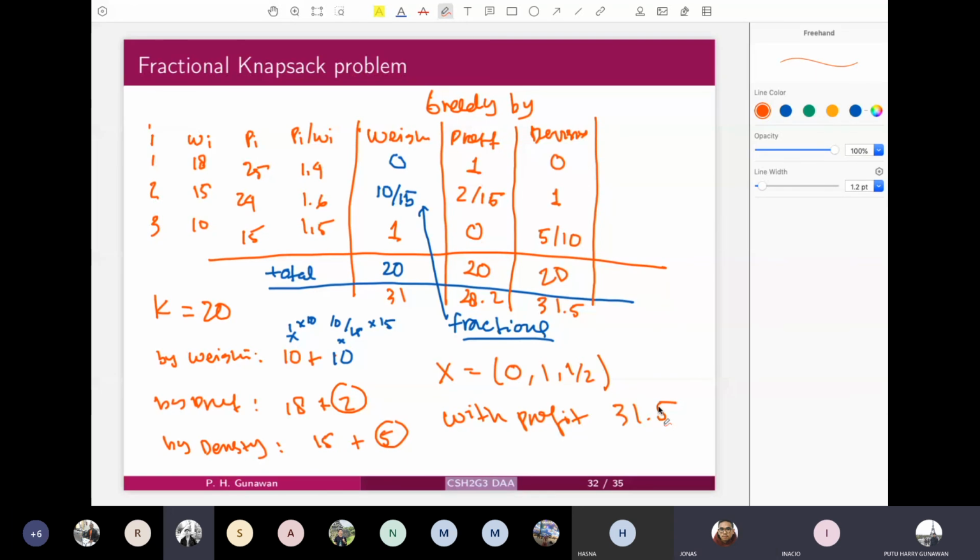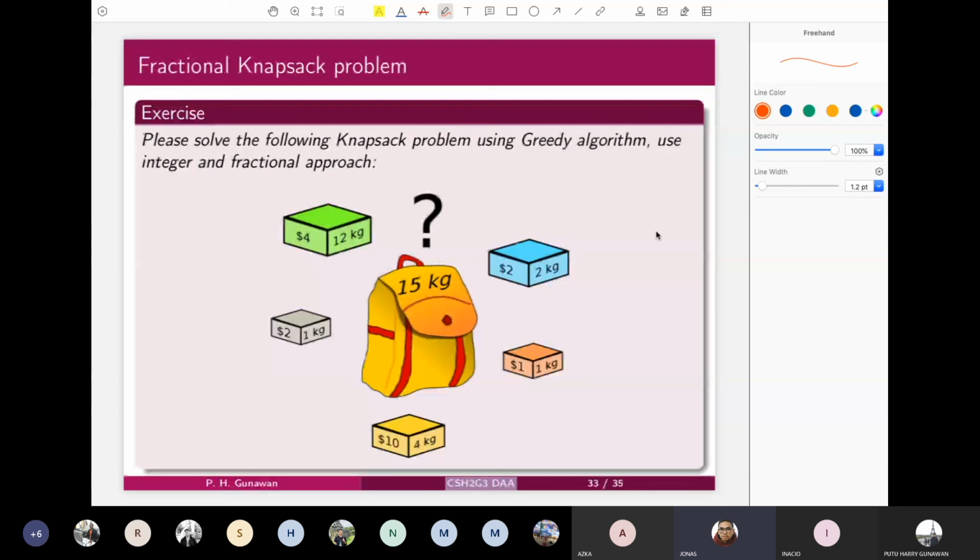Any other questions? Okay, so this is the exercise on the integer and fractional approach.